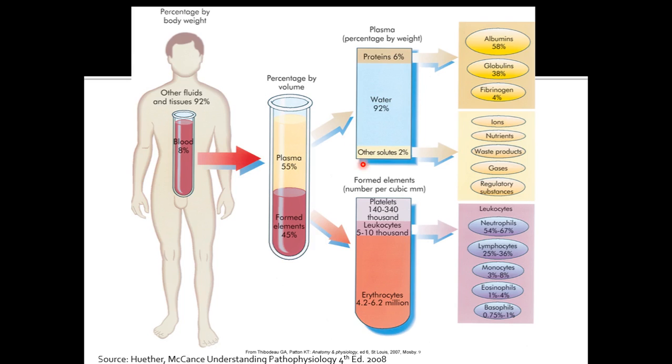Dissolved in that water, we have some solutes like some ions and salts and nutrients and things like that. But we also have some proteins that are part of the plasma aspect of the blood solution. These proteins: albumins, globulins, fibrinogen. So plasma has proteins. These are single proteins. They're not cells. They're proteins on their own. But then the formed elements are comprised of the red blood cells, white blood cells, and platelets.